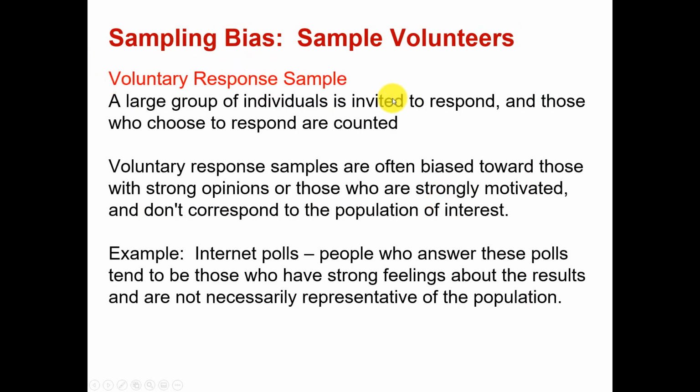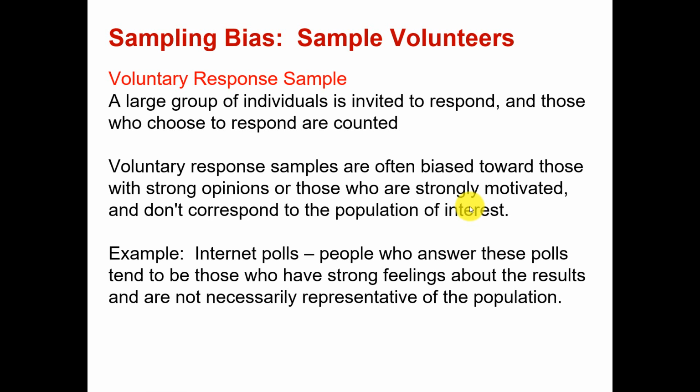Voluntary response. A large group of individuals is invited to respond, and those who choose to respond are counted. Voluntary response samples are often biased towards those with strong opinions or those who are strongly motivated, and don't correspond to the population of interest.